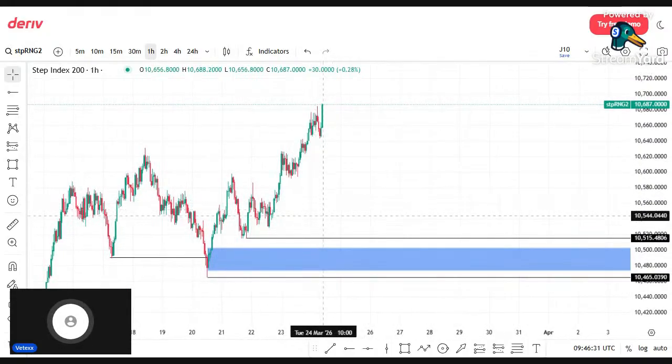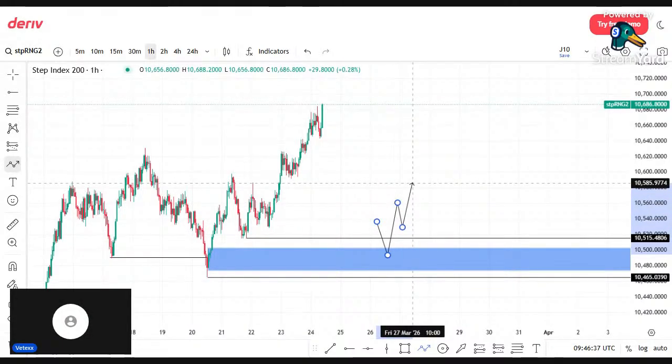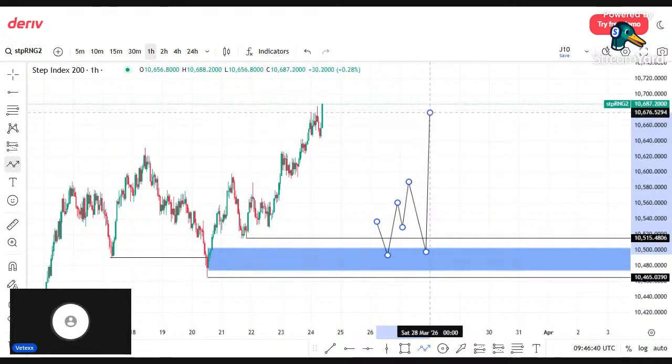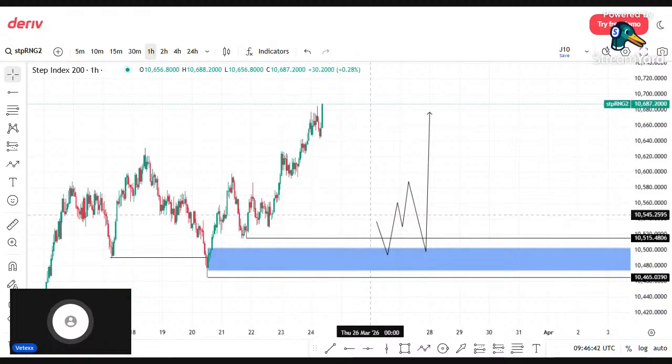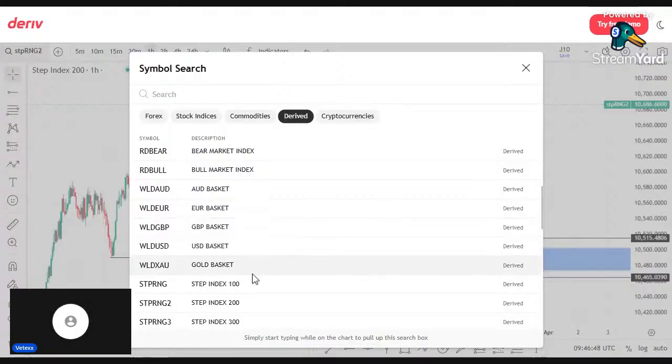So we'll be anticipating the price to come back to this zone, give us a continuation, and then we'll buy to the upside. It's as simple as that. So the next pair we'll be checking is Step 300.